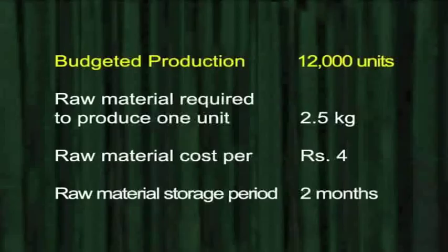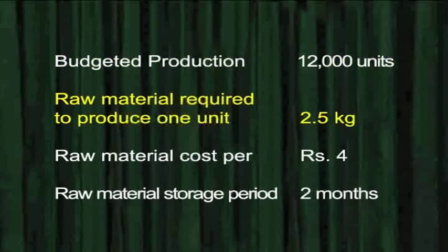Now there is a little variation in this example. What is given is budgeted production of 12,000 units, while raw material required for 1 unit is 2.5 kg. Raw material cost per kg is rupees 4 and raw material storage period is the same, 2 months. So first of all we have to find out the consumption in kgs.